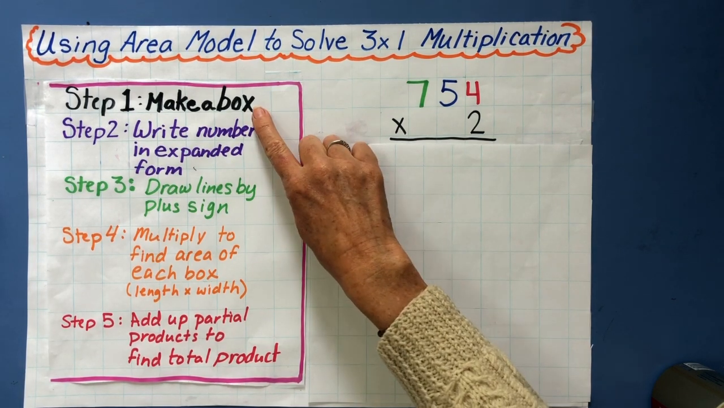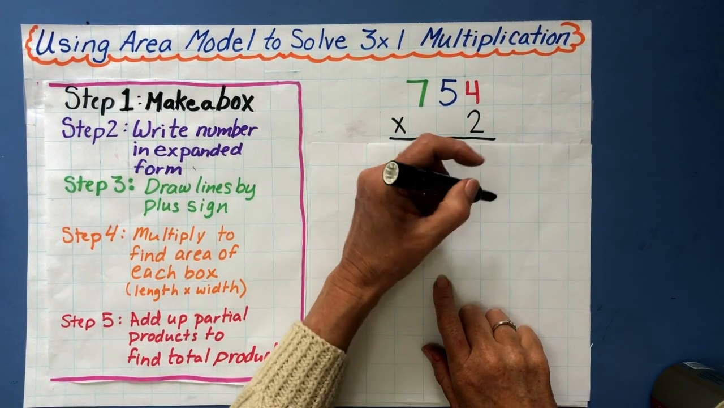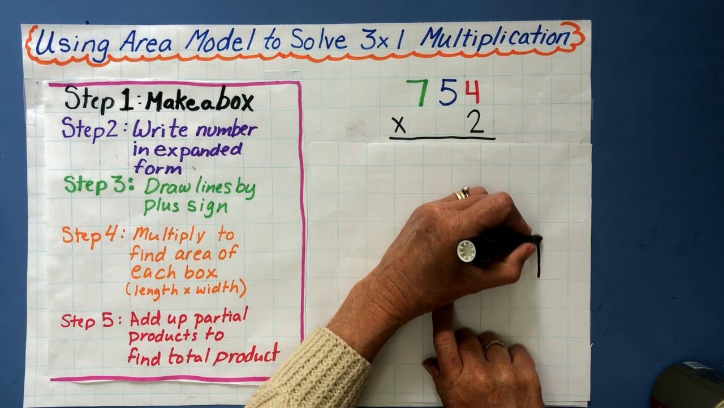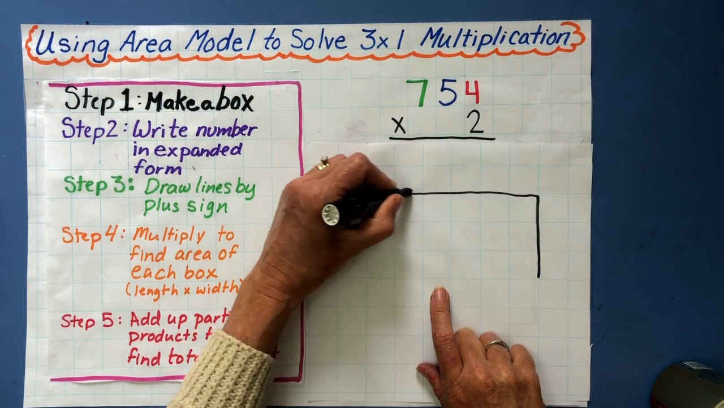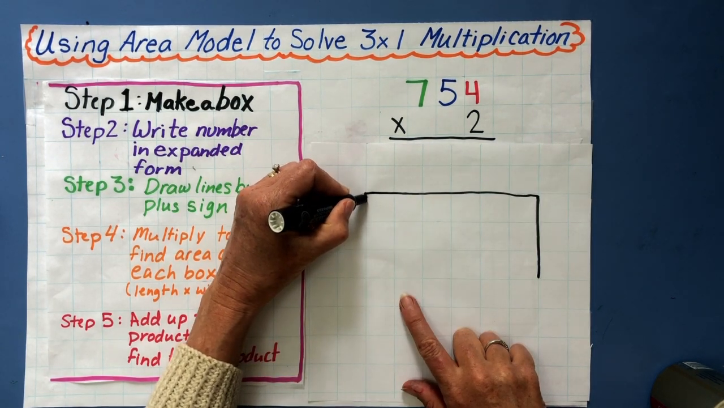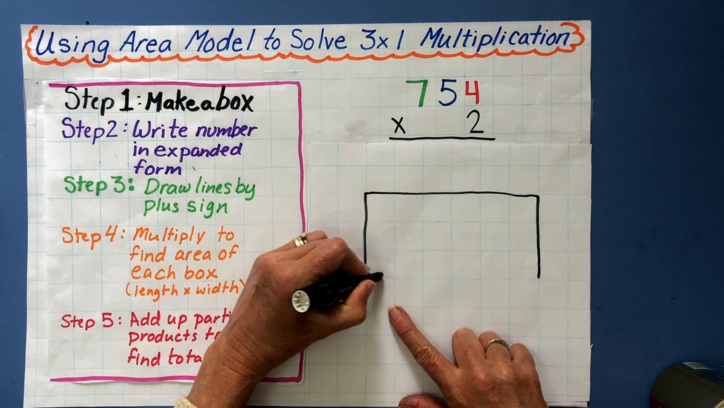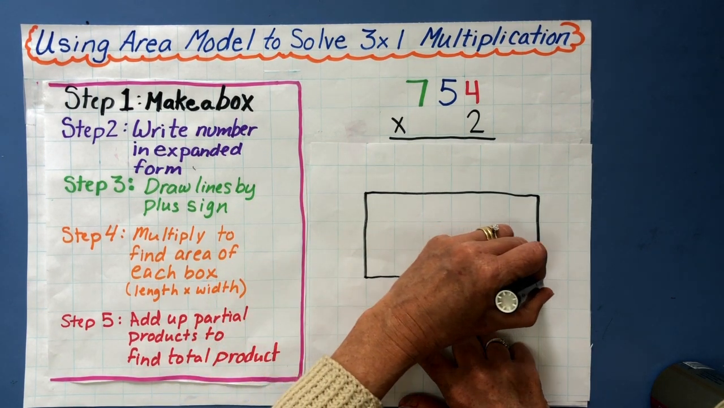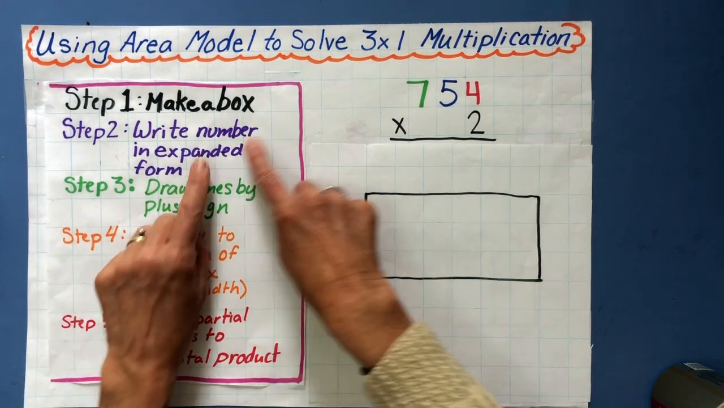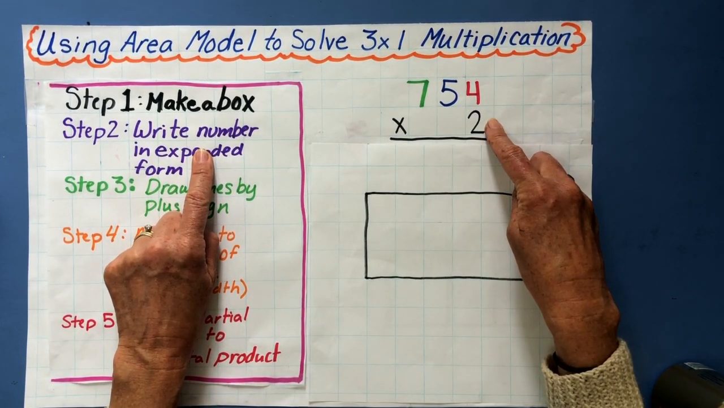So the first thing it says for me to do is make a box. So I'm just going to make a box. All right, the next step, it says write each number in expanded form.